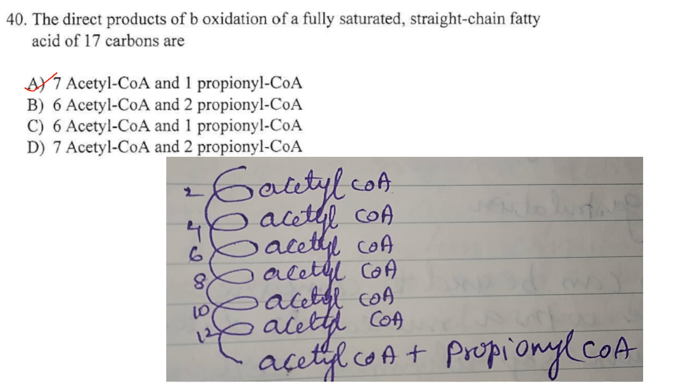So here if you see, this is the spiral of the beta oxidation. First 2 carbon atoms are oxidized, then comes 4, then 6, then 8, then 10, then 12. So 5 are remaining after 12. They will form acetyl CoA and propionyl CoA. After each turn of the cycle, acetyl CoA will be released. So how many acetyl CoA are formed? 1, 2, 3, 4, 5, 6, 7 acetyl CoA and 1 propionyl CoA. So the answer here is option A.